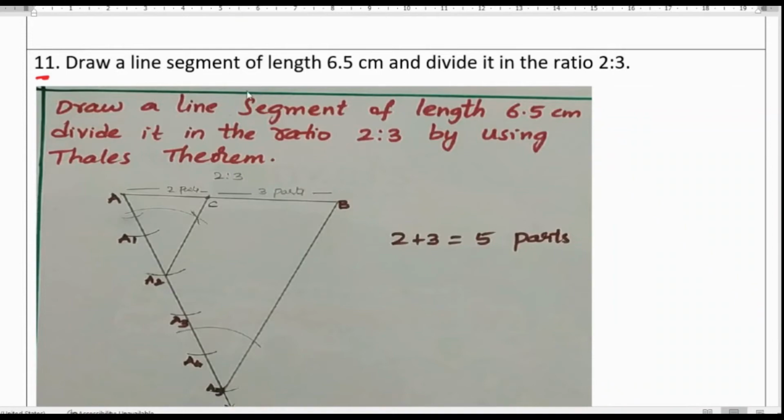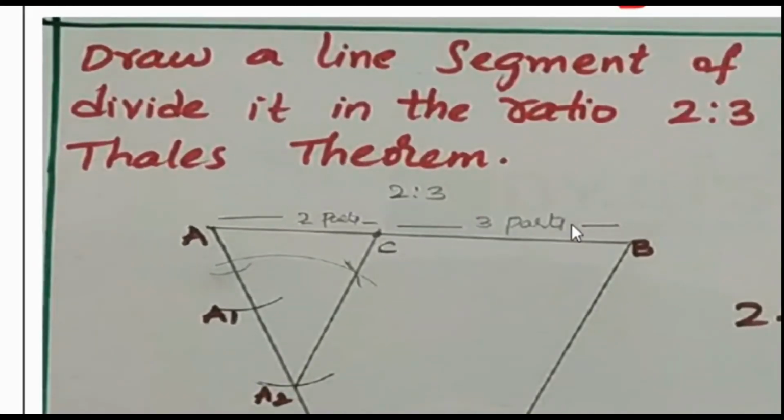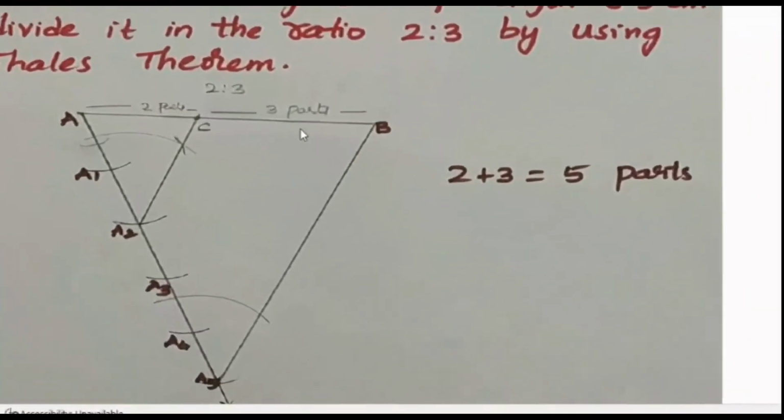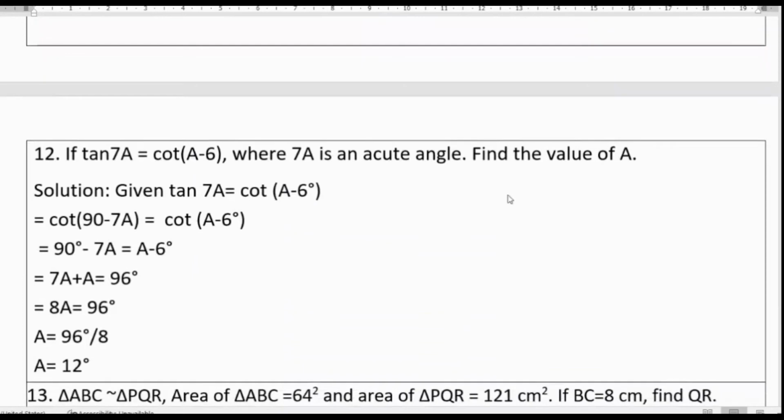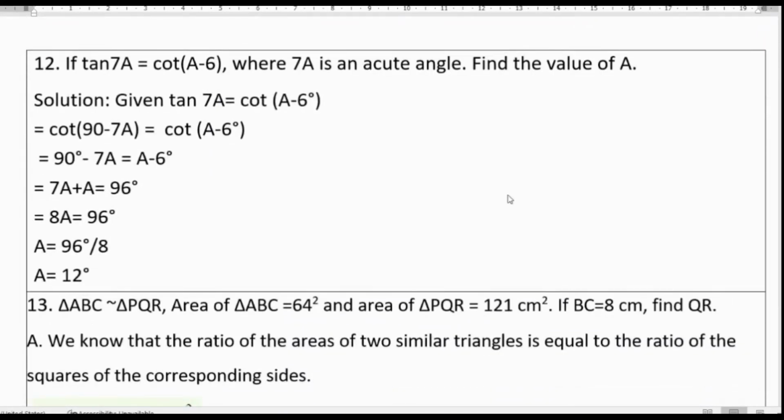11th question. Draw a line segment of length 6.5 centimeters and divide it in the ratio 2 is to 3. So this is how the construction looks, students. Have a look on that. Detailed explanation of this construction is given in the description part. Moving on to the 12th question.